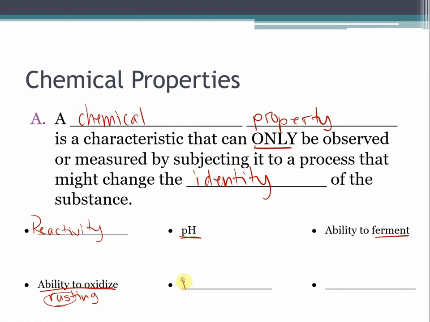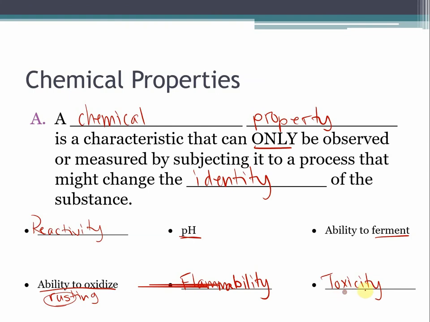Two other big ones are flammability, right? Will it burn? And toxicity. So flammability, again, the only way to test whether something is flammable is to set it on fire and see if it burns. But once it has burned, say we're talking about a piece of paper, right? The only way to find out if that paper is going to burn is to burn it. But once you've burned it, it's not paper anymore. By testing the property, you changed the identity.